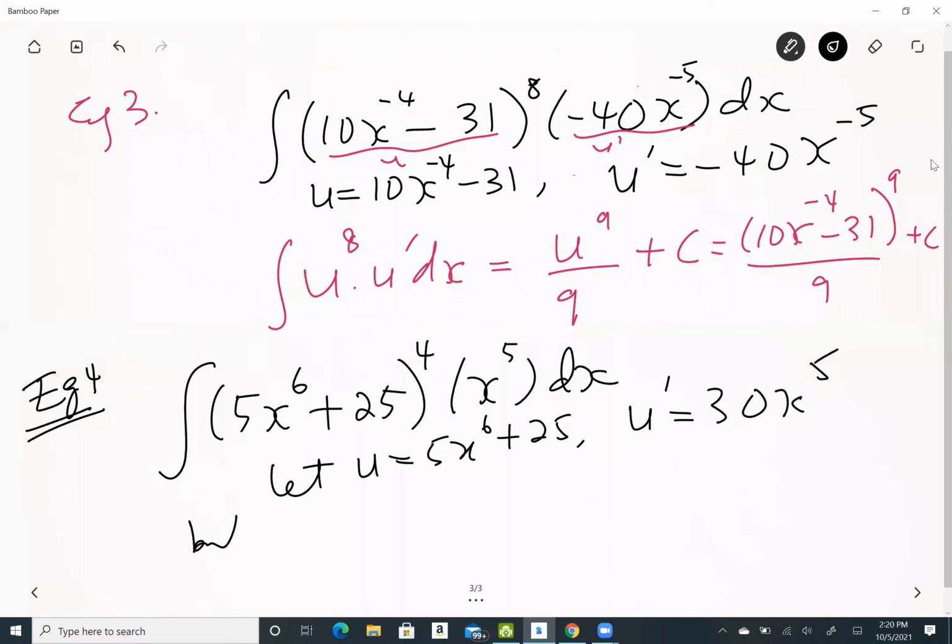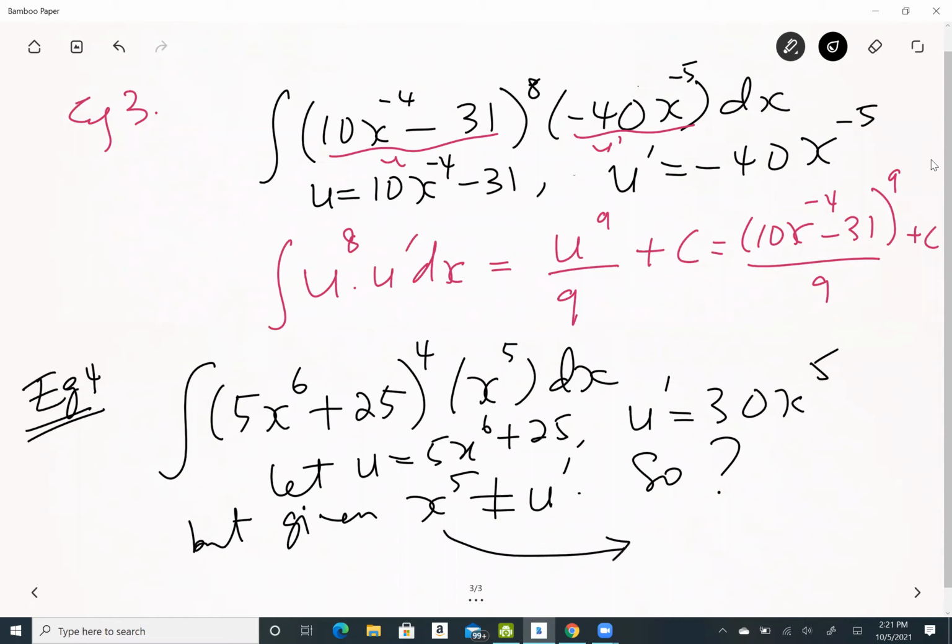But, all right, what is given? We are given x to the power of 5. Now, x to the power of 5, is it u prime? It is not u prime. Okay, because u prime is 30x to the power of 5. But what you have in the equation is only x to the power of 5, and that is not u prime. So, what can we do? Okay, this is what we can do. Here, we can make some adjustment so that you will get u prime equal to 30x to the power of 5.